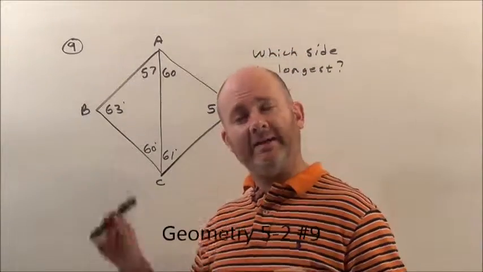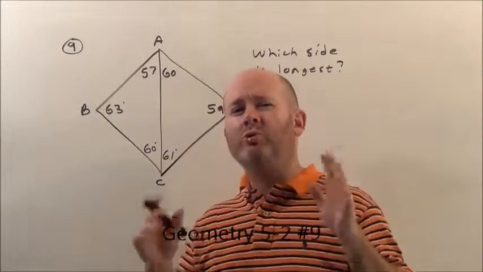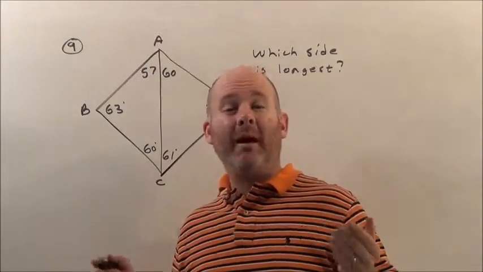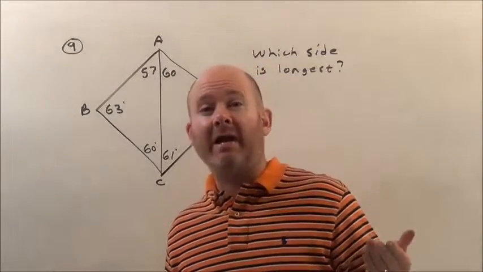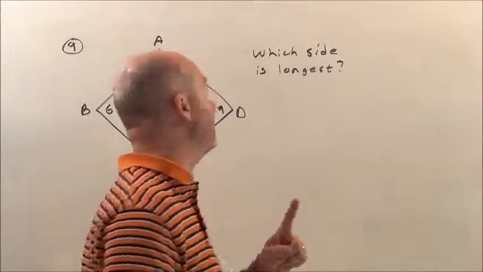Here we are with problem 9. It says which side is longest. You have two triangles that are joined together. It might be able to be determined, but it might not. We might not be able to figure it out. So let's take a look.